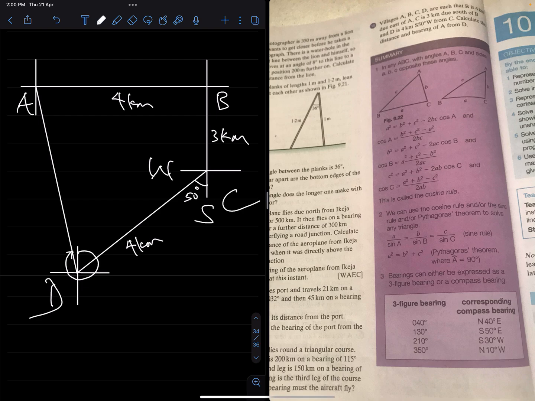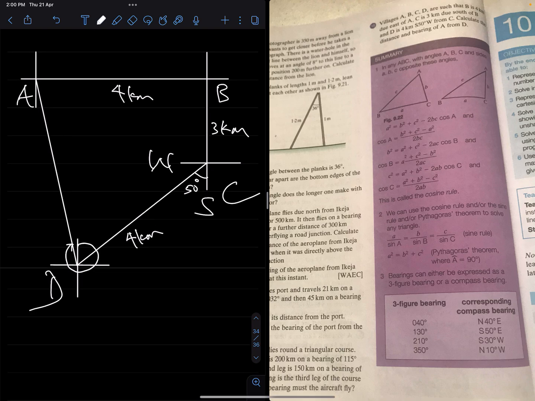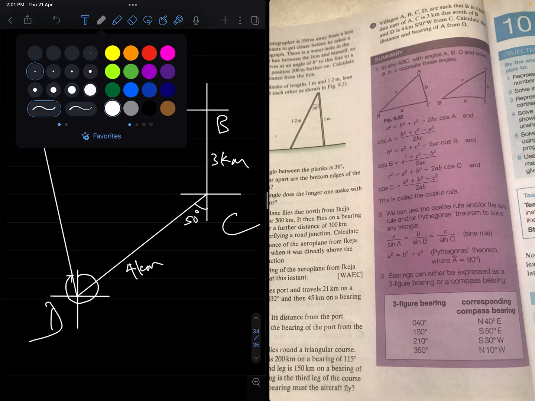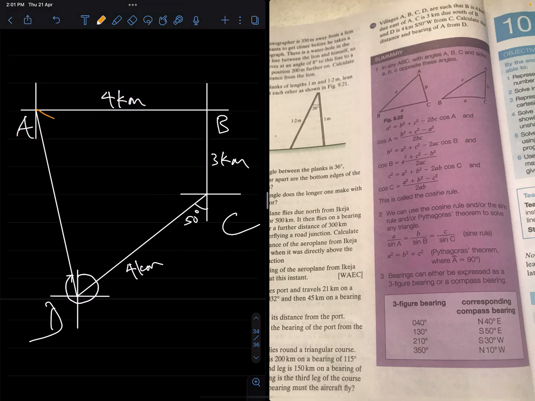That's the bearing of A from D. So let's go to that. I can put my measurement length outside now. How do I find distance DA first of all? Okay, first of all, if I join A to C, I will have another triangle. I think that's going to be reasonable.